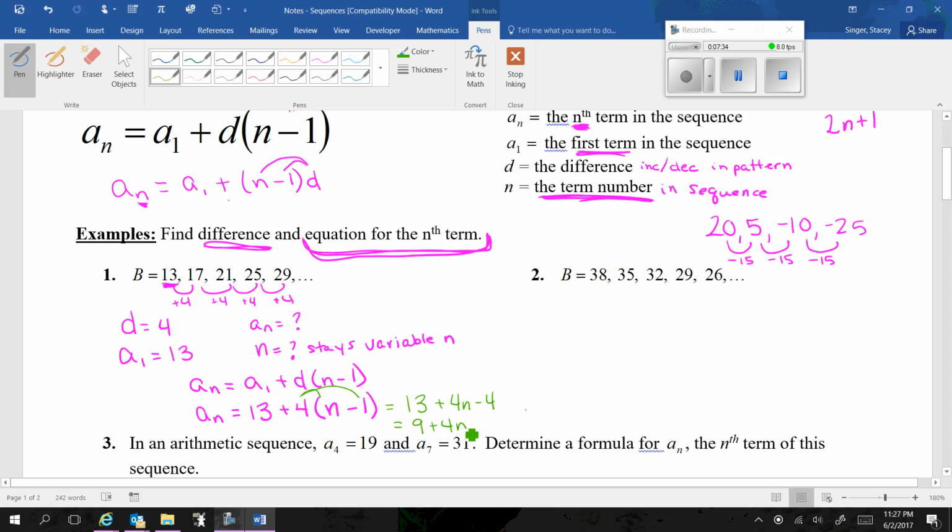Same thing. Looking at number 2, I have 38 to 35, 35 to 32, 32 to 29, 29 to 26. So I am going down. Am I going down consistently? Well, let's see. Negative 3, negative 3, negative 3, negative 3. I'm subtracting 3 each time from 38 to 35, 35 to 32. So I know I have a difference of negative 3. A sub 1, well, what's my first term in my sequence? What's listed first? 38. Still don't know a sub n.